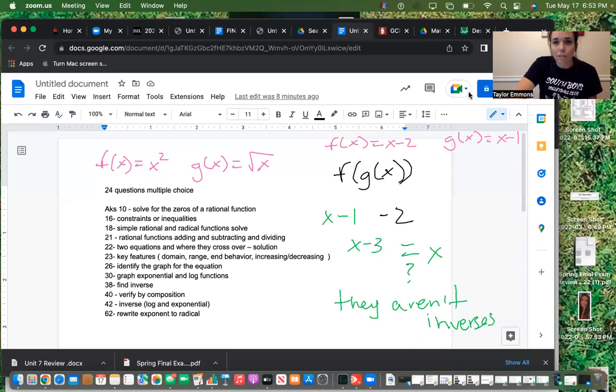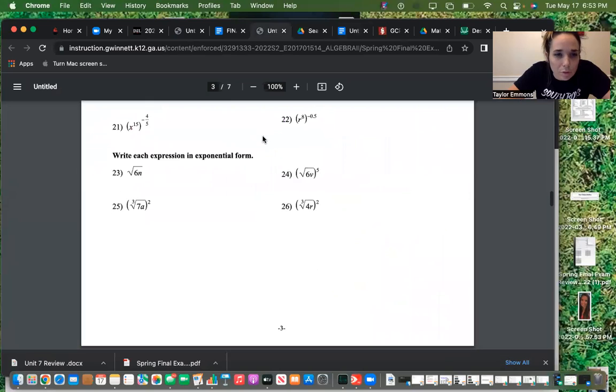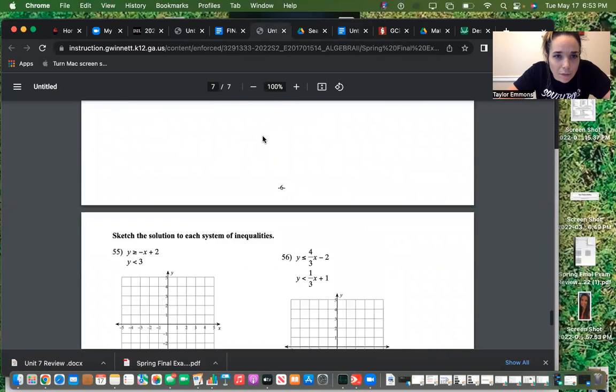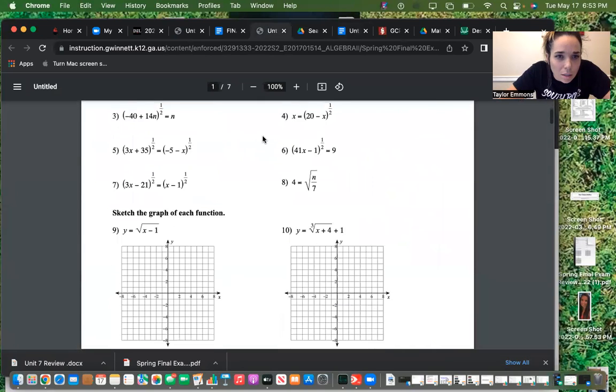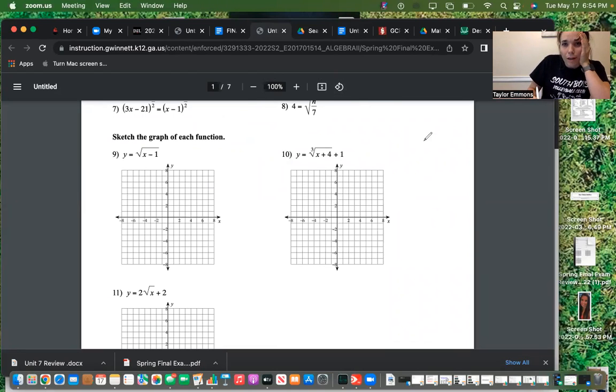Let's actually do an example from one of our final exam review questions. I know we had radicals on here, I think it was at the beginning. Okay, let's do like number 10. And let's do all the key features that you might see. So I've got the cubic root of x plus 4, plus 1.